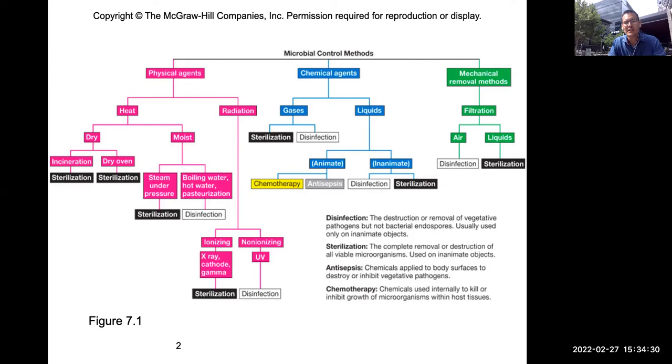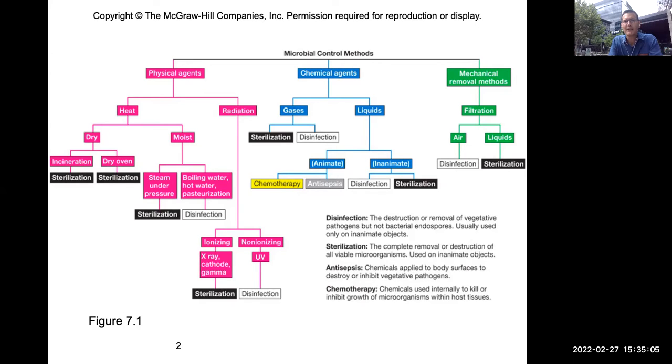Now, radiation can either disinfect or sterilize, depending on whether it's ionizing. In the case of X-rays and gamma rays, so we're talking about irradiation, it sterilizes and can be used for food safety purposes. But non-ionizing radiation, such as UV, can only be used for disinfection, and therefore by and large can't really be used for food safety purposes.